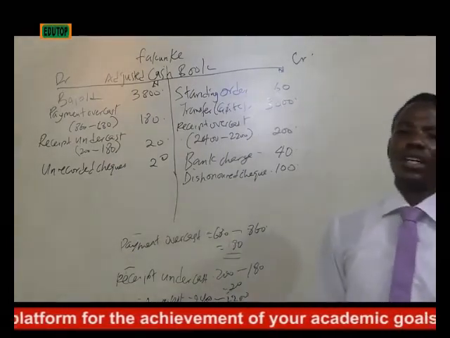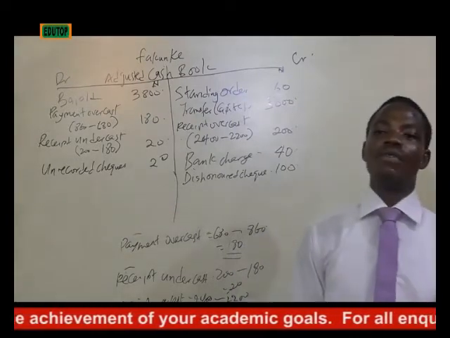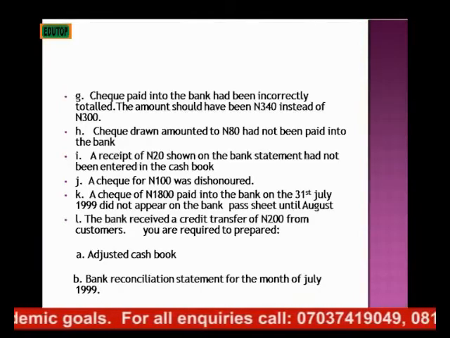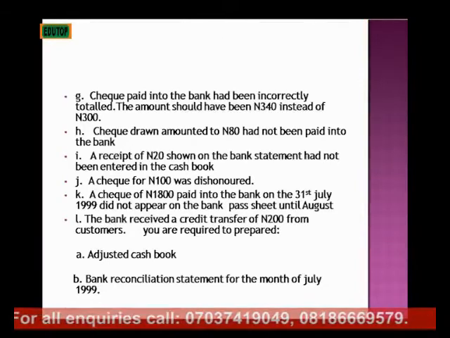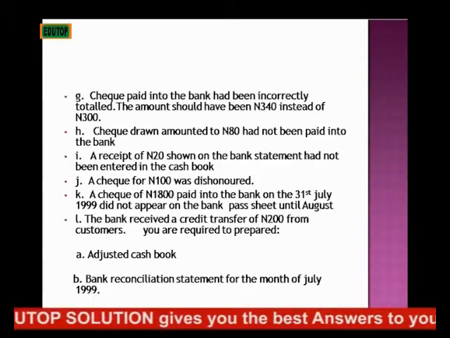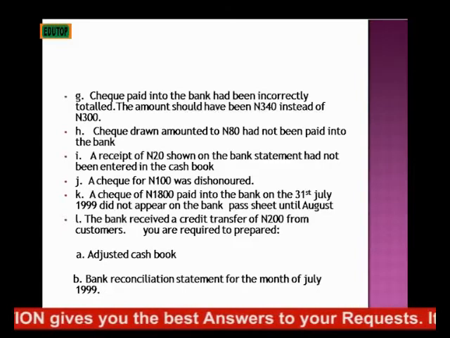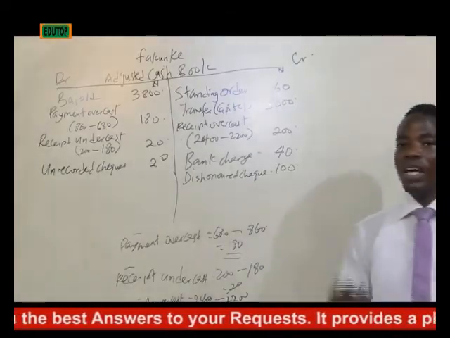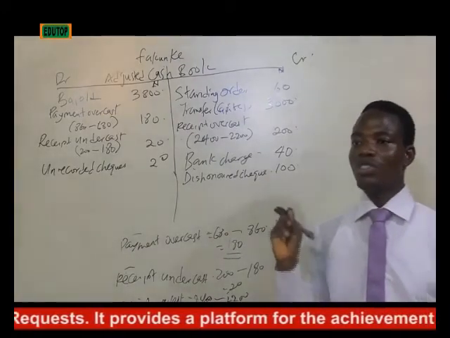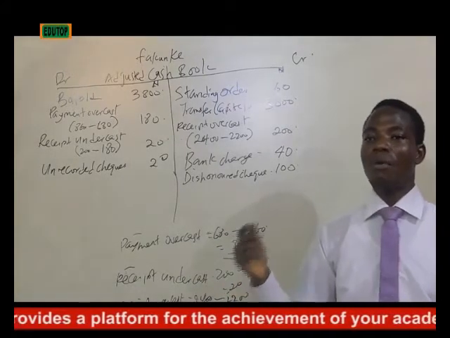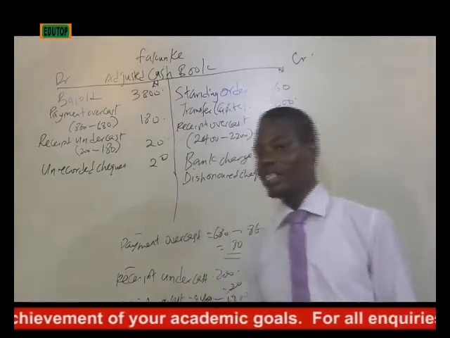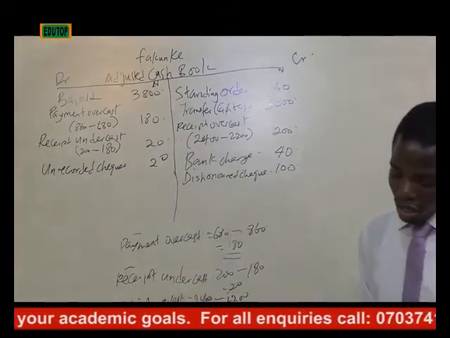Then the last question, which is L, said a check of 1,800 paid into the bank on 31st July 1999 did not appear on the bank pass sheet until August. You are required. Now, listen to this level. Under the question, we call it an uncredited check. When we're talking about an uncredited check, it is when you draw a check in the bank and you have received it, but you have not been credited by the bank at the end of the day. So this one is what we call an uncredited check. We prepare it when we get to the bank reconciliation statement.